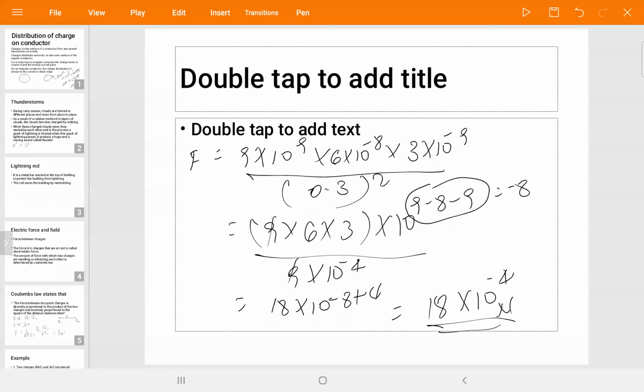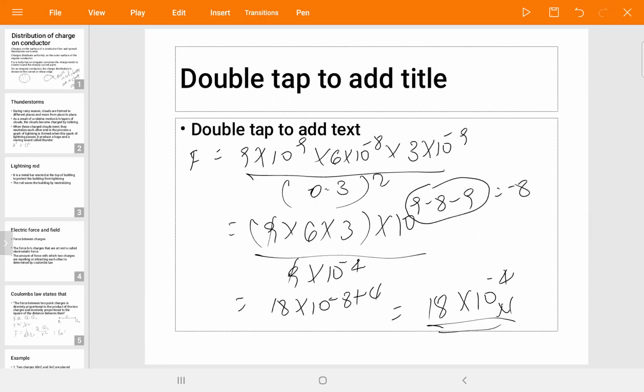Okay, let's summarize the main points that are the pinpoint of this lesson. The first one is the distribution of charge on a conductor. In the first place, you need to know that the net charge on a conductor is found on the surface, not inside, but on the surface of a conductor.